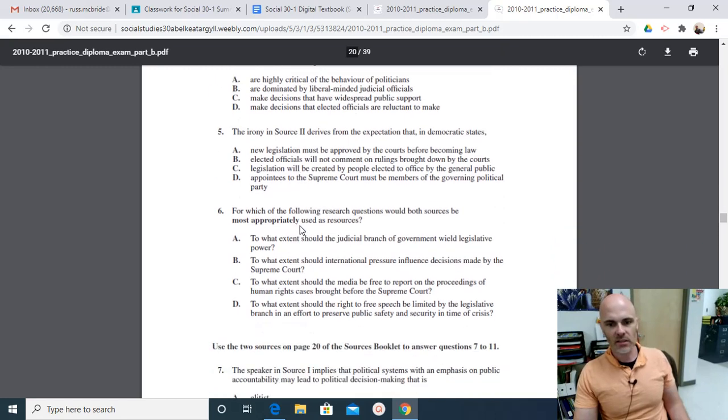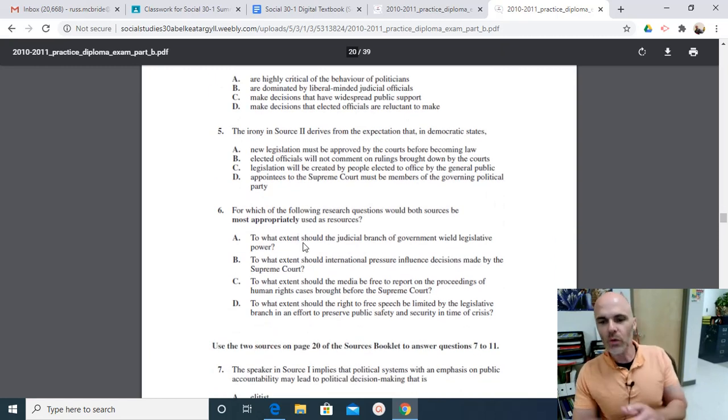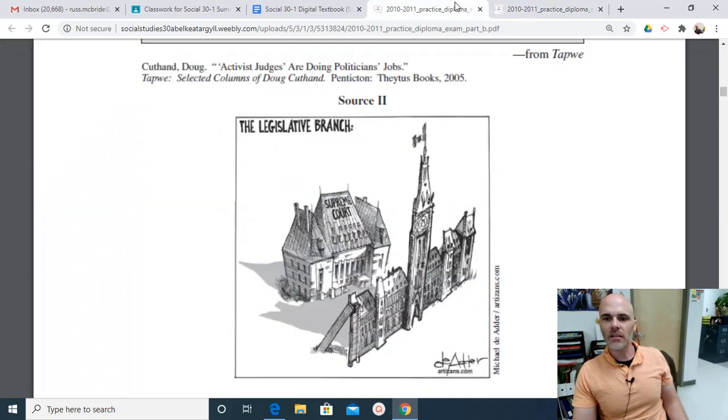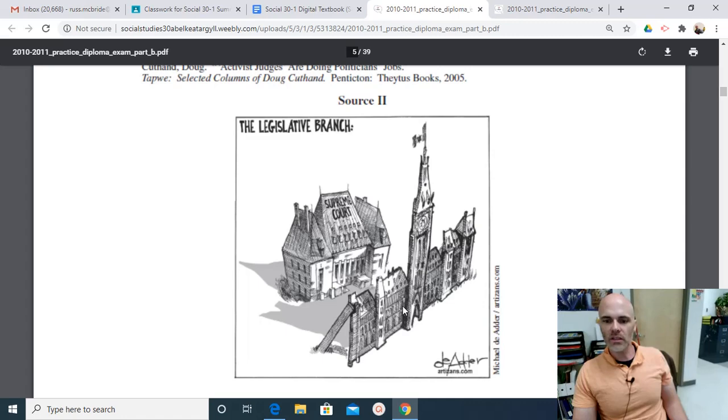Number 6. For which of the following research questions would both sources be most appropriately used? So I'm going to go back and think about that cartoon. Okay, I'm going to think about the quote about really the Supreme Court making decisions politicians don't. To what extent should the judicial branch wield, hey man, they're using my word, legislative power. So let's see if it applies. Should the judicial branch wield legislative power? Here, that is the theme of the cartoon.